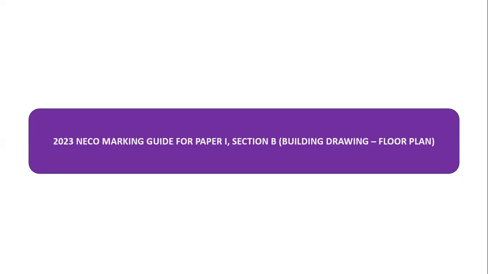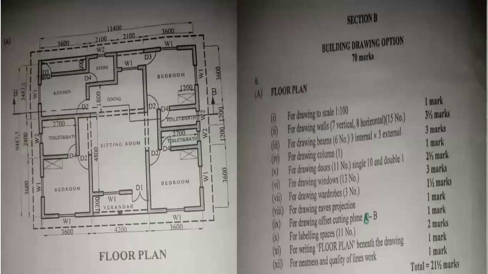Okay, now let's look at how it looks. So this is it. We have the floor plan. This is the solution that was made for the floor plan of the 2023 NECO question. Then the marks are given here with the information that you are required to put in your drawing to get these marks. So we are starting with this one.